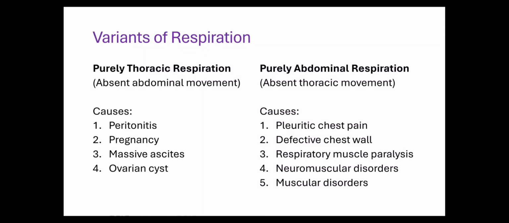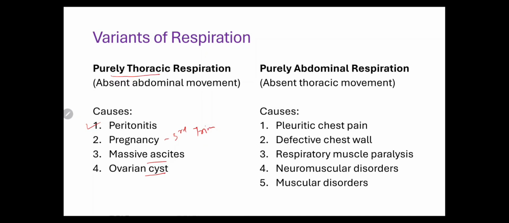First, purely thoracic respiration, where abdominal movement is entirely absent. So why would a patient freeze their abdomen? Because moving it causes excruciating pain or is physically restricted. Think acute peritonitis, third trimester pregnancy, massive ascites, or a giant ovarian cyst.